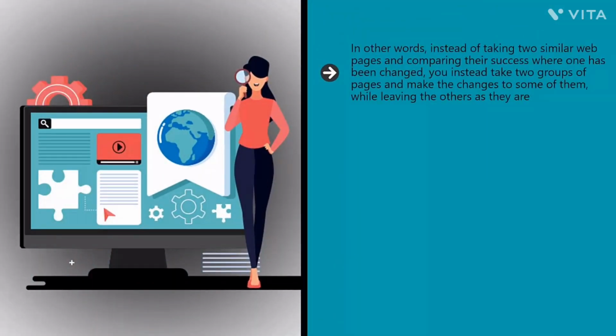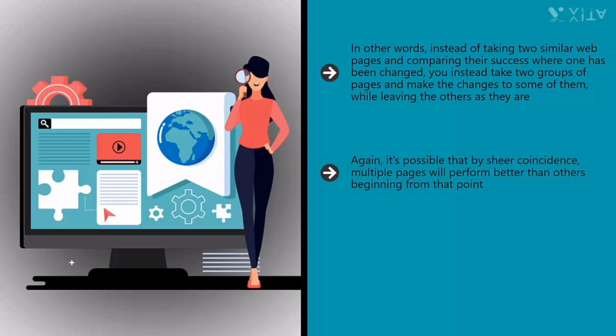In other words, instead of taking two similar web pages and comparing their success where one has been changed, you instead take two groups of pages and make the changes to some of them while leaving the others as they are. Again, it's possible that by sheer coincidence, multiple pages will perform better than others beginning from that point. But that's when you use statistical significance tests, comparing the new and the old ranking positions of those in Group A to those in Group B, and then find out if the data suggests an effect.